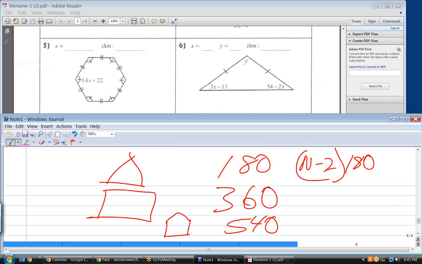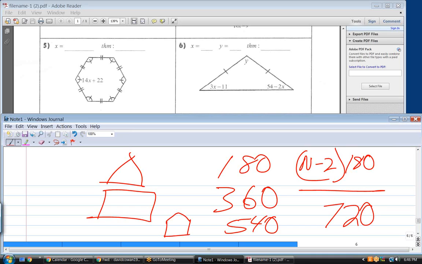We learned that. So a hexagon has, what's the sum? So the sum would be 540. Well, no. What's n? What is n in a hexagon? N would be 6. What's 6 minus 2 times 180? 180 times 4 is... what is that? 3600? No, 720.